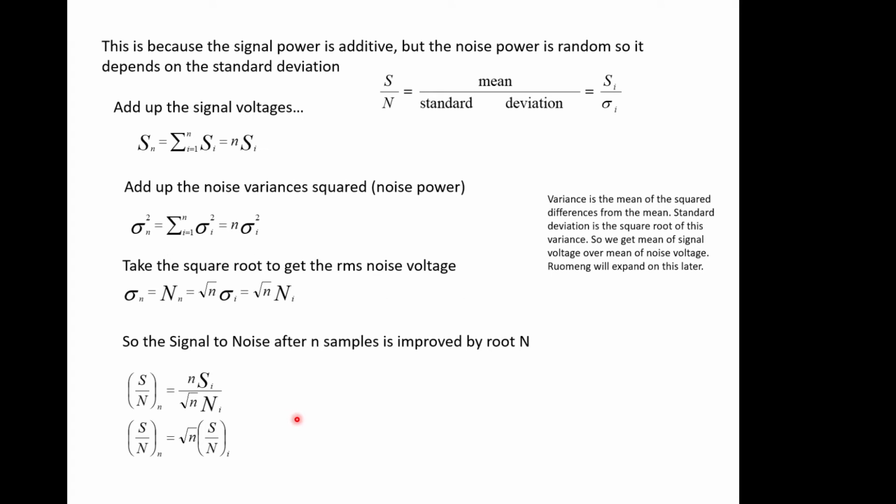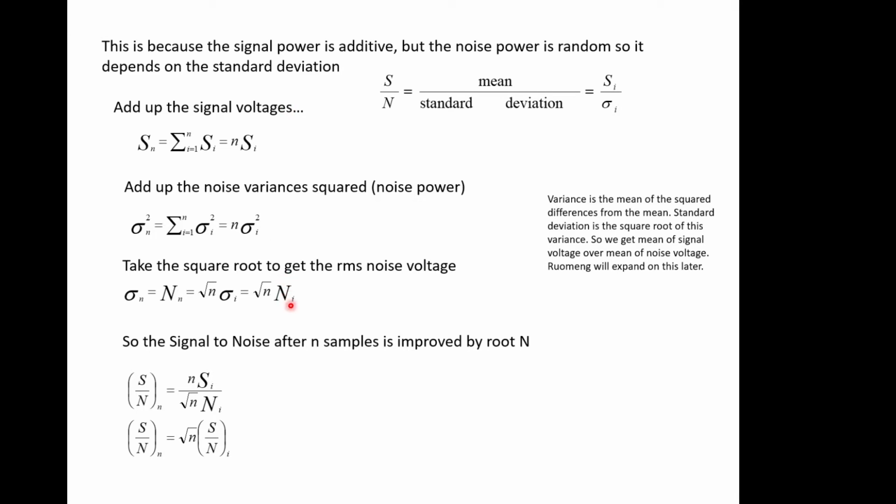And there's a slide here that introduces this, showing that if we add up all our signals, so we're trying to get the mean over standard deviation effectively. So if we add up lots of our signals, so this is our bang bang bang, lots of signals, add them all up, and this gives us effectively our signal voltage. We can then add up the noise variances squared, and this gives us effectively our noise power. And for power, we need to take the square root to get back to our noise voltage, so we can compare it with the signal voltage.